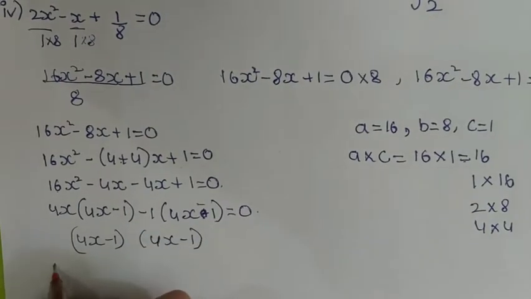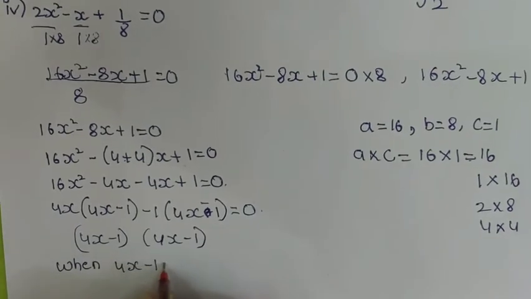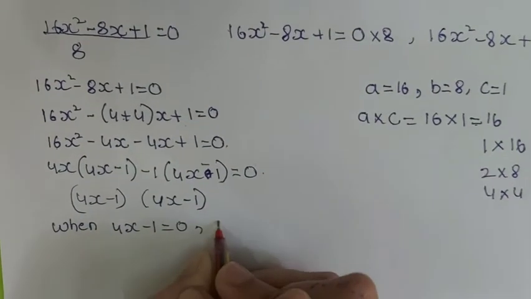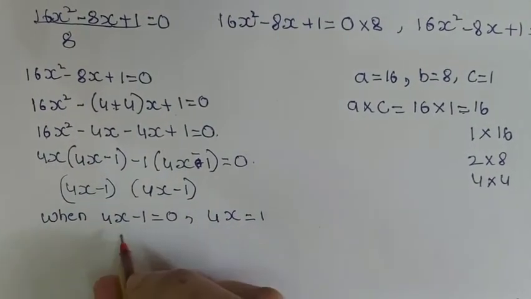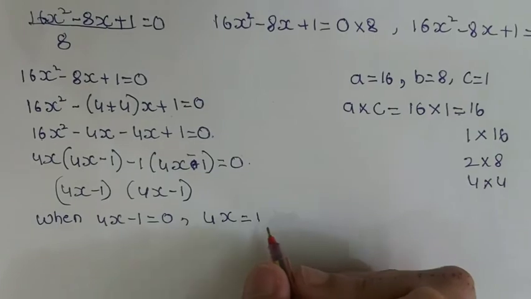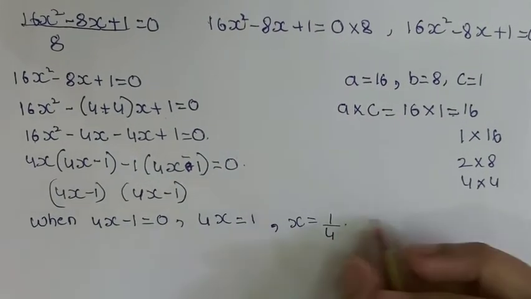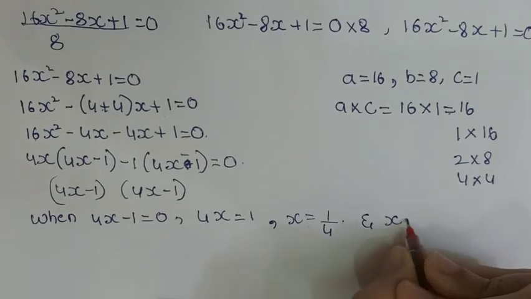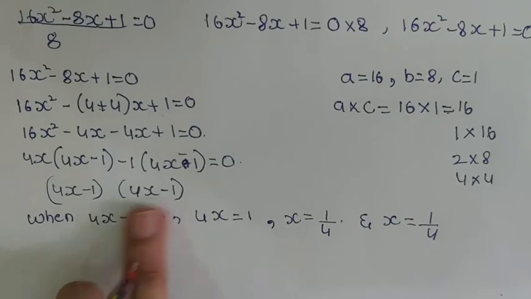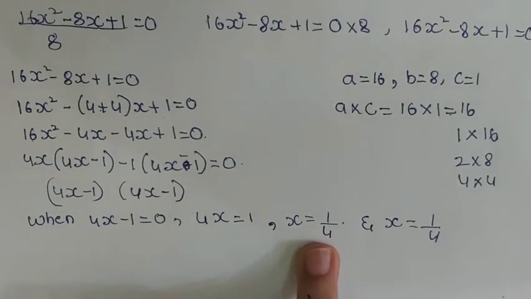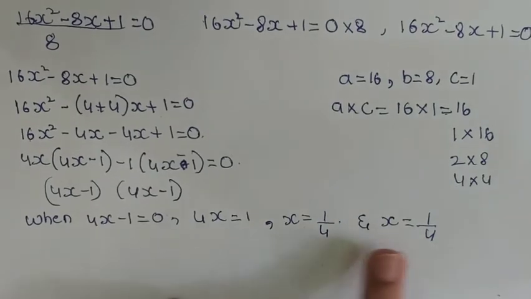Now when 4x minus 1 is equal to 0, that becomes 4x is equal to 1, minus 1 on the other side becomes plus 1, and x is equal to 1 by 4. And as we have the same factor, x is equal to 1 by 4 and again x is equal to 1 by 4. So these are our two roots.